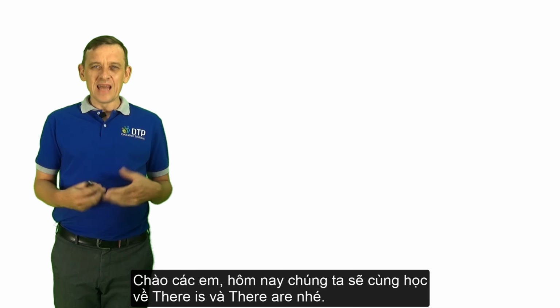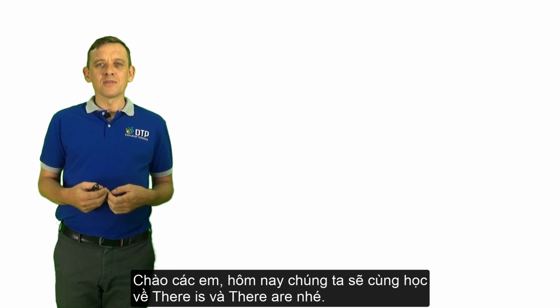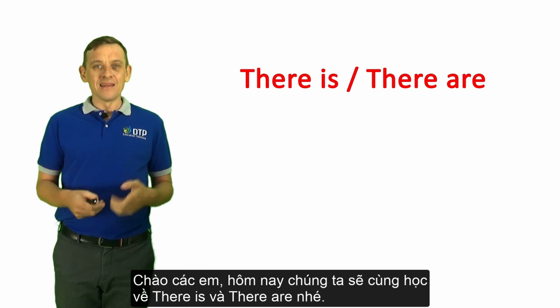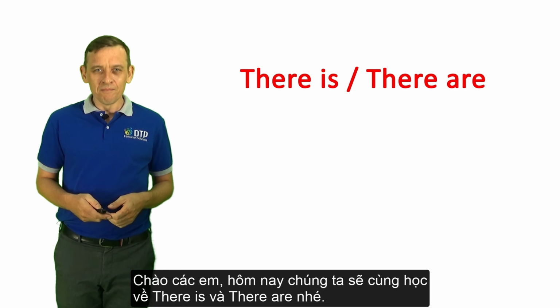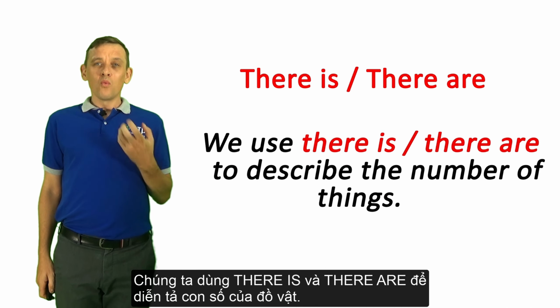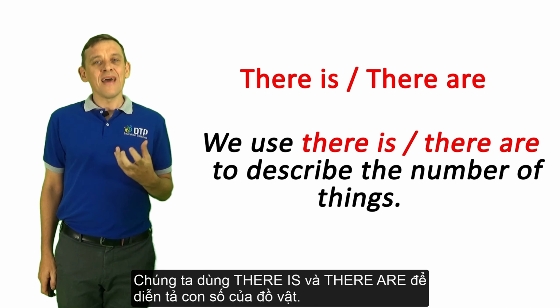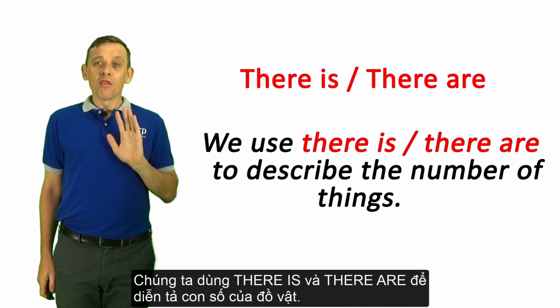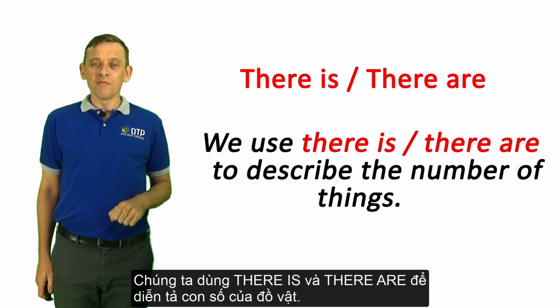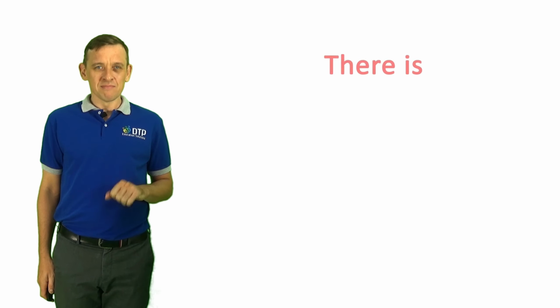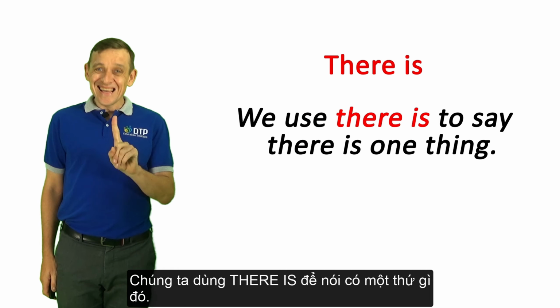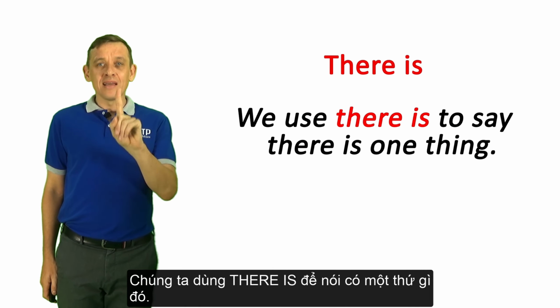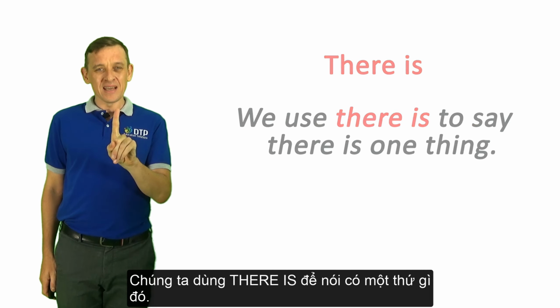Hello! Today we are going to learn about there is and there are. Now, we use there is and there are to describe the number of things. We use there is to say there is one thing.